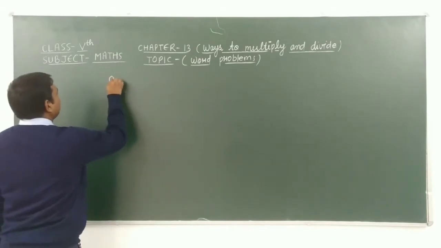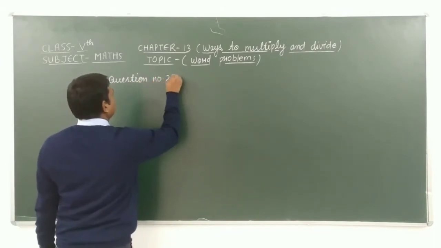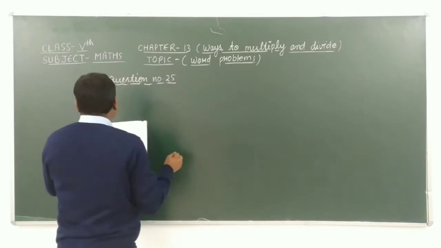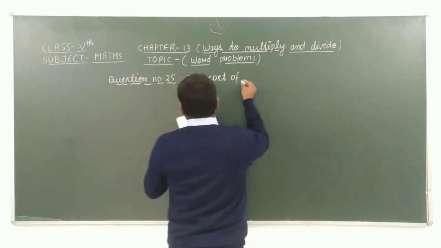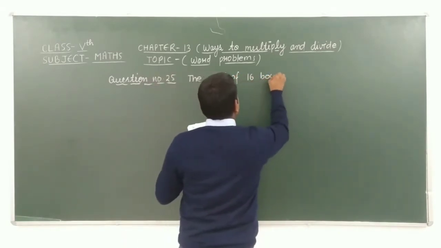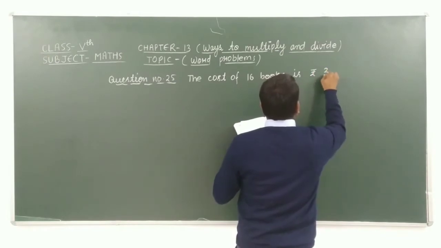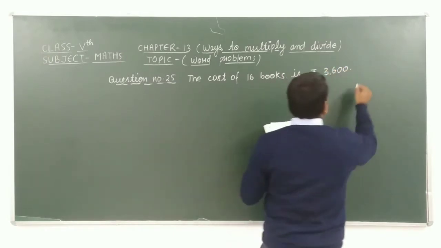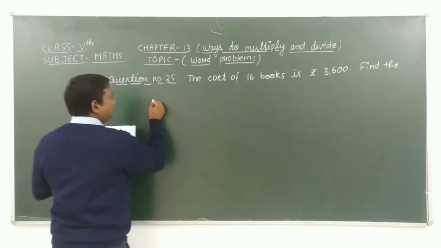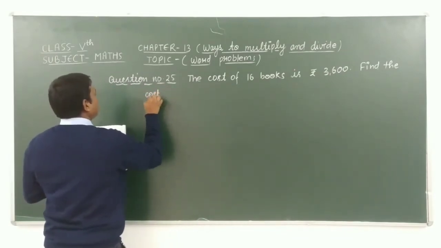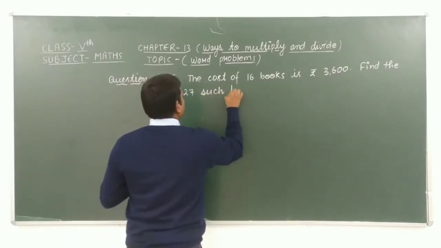Question number 25 is: the cost of 16 books is rupees 3600. Find the cost of 27 such books.